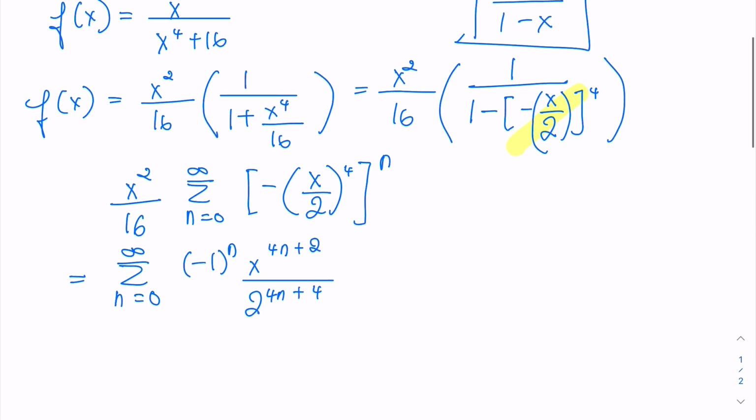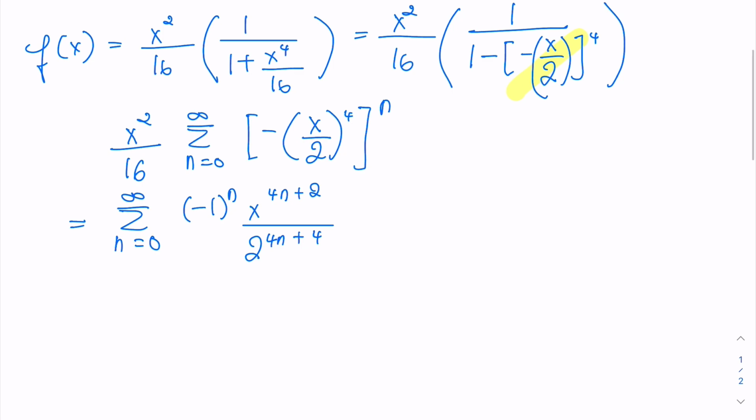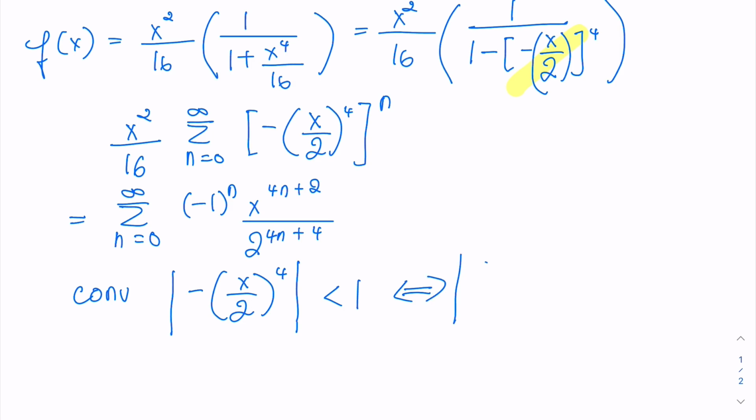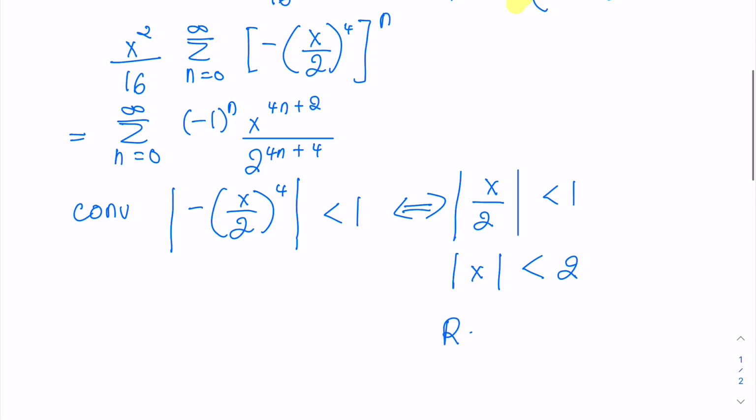Now we're going to check for convergence. So the series converges when negative x over 2 to the fourth power, the absolute value, is less than 1. If I simplify it, I should get the absolute value of x over 2 less than 1. Solving for the absolute value of x, I get absolute value of x less than 2. Therefore, R is going to be 2. And then the interval of convergence is going to be negative 2, 2.